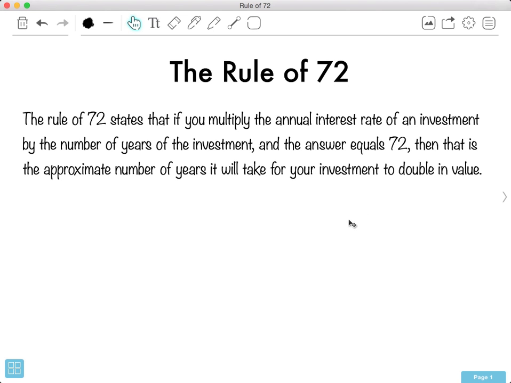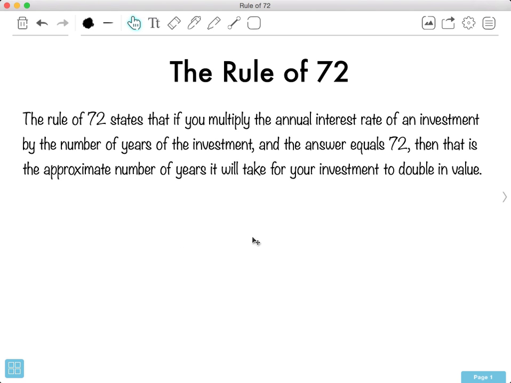The rule of 72 is used sometimes by people when they want to quickly estimate how long it's going to take to double an investment in value. Formally, the rule of 72 says if you multiply the interest rate of any investment by the number of years of the investment, and the answer equals 72, then that's the approximate number of years it will take for your investment to double in value.